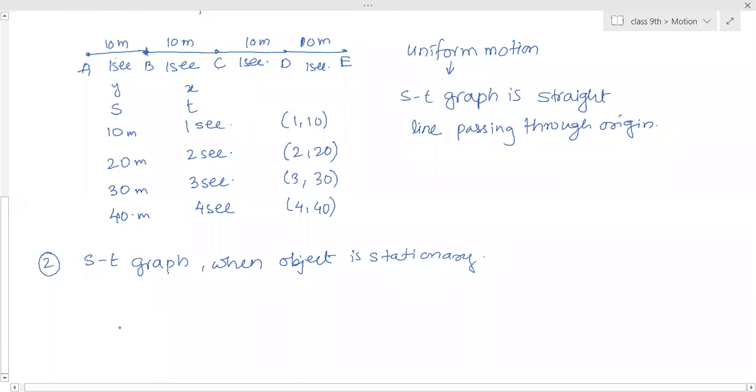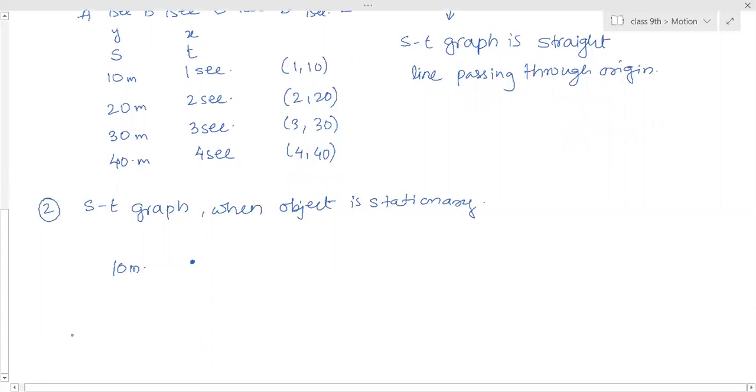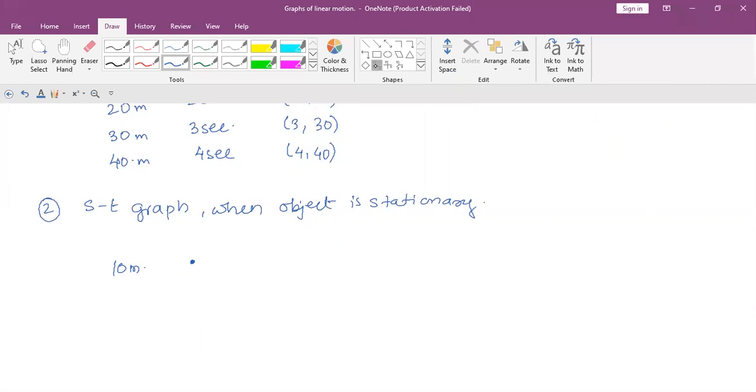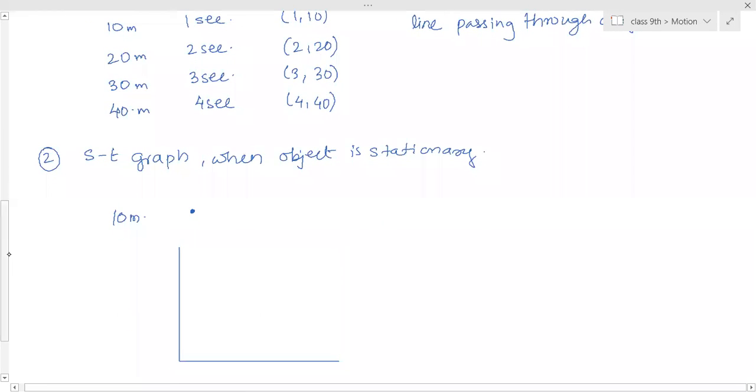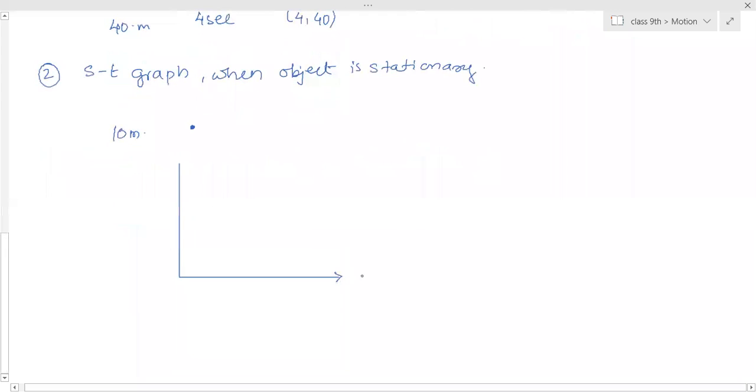So initially you traveled some distance. Suppose you consider that you traveled 10 meters, and after traveling 10 meters, now you are constant. So time is going on, but your distance from the original position, that is 10 meters, has not changed. Then how to draw this graph? Here time is going on. We draw time on the x-axis and the distance, s in meters, on the y-axis.